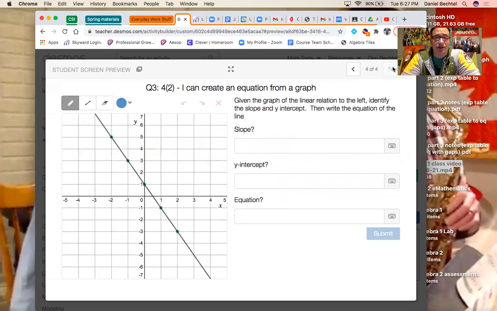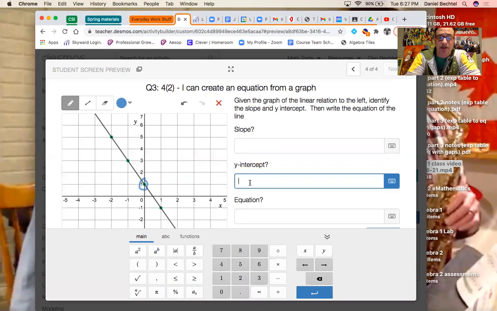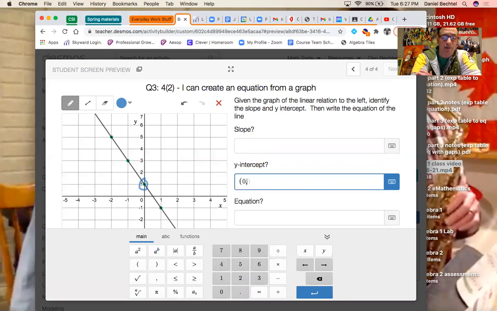Last but not least, I can create an equation from a graph. All right, look. We need a slope. We need a y-intercept. We need an equation. So let's do the slope and the y-intercept first, and we'll deal with this equation last. The y-intercept is what I always start with because it's the easiest. That is always your point right here where it crosses the y-axis. So my y-intercept is going to be (0, 1) because it's the point that we have right here. Now, if you just write the number 1, that will also be correct, but that's what we're looking at.